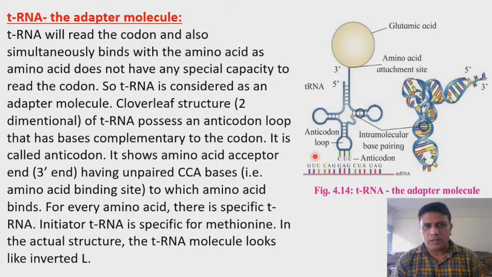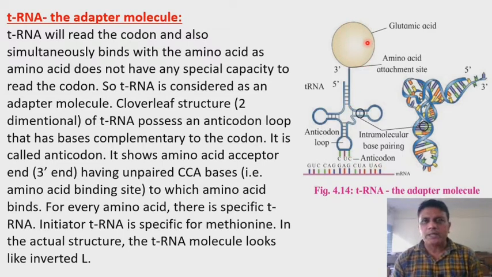Here we see the structure of the clover leaf model of tRNA. Then here is messenger RNA with genetic code. Here is the anticodon loop of tRNA having anticodons. The sequence of 3 nitrogen bases on the anticodon loop is called an anticodon, and on messenger RNA we see genetic codes. Here we can see the amino acid, that is glutamic acid.